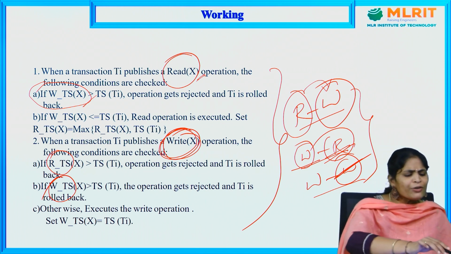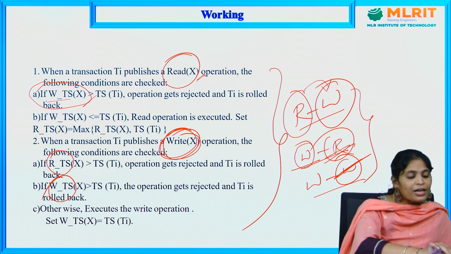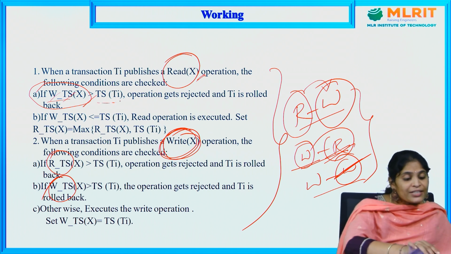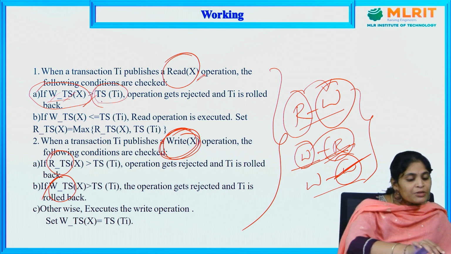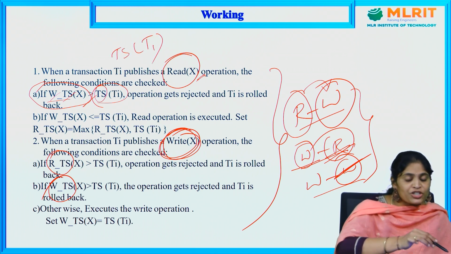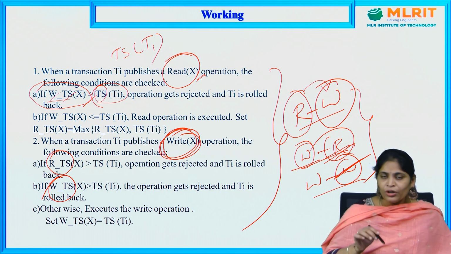Okay. So, what is this WTS meant for? WTS is meant for write timestamp. And what is TS of TI? This is the timestamp of transaction 1. I means whatever the transaction is that you are going to do.